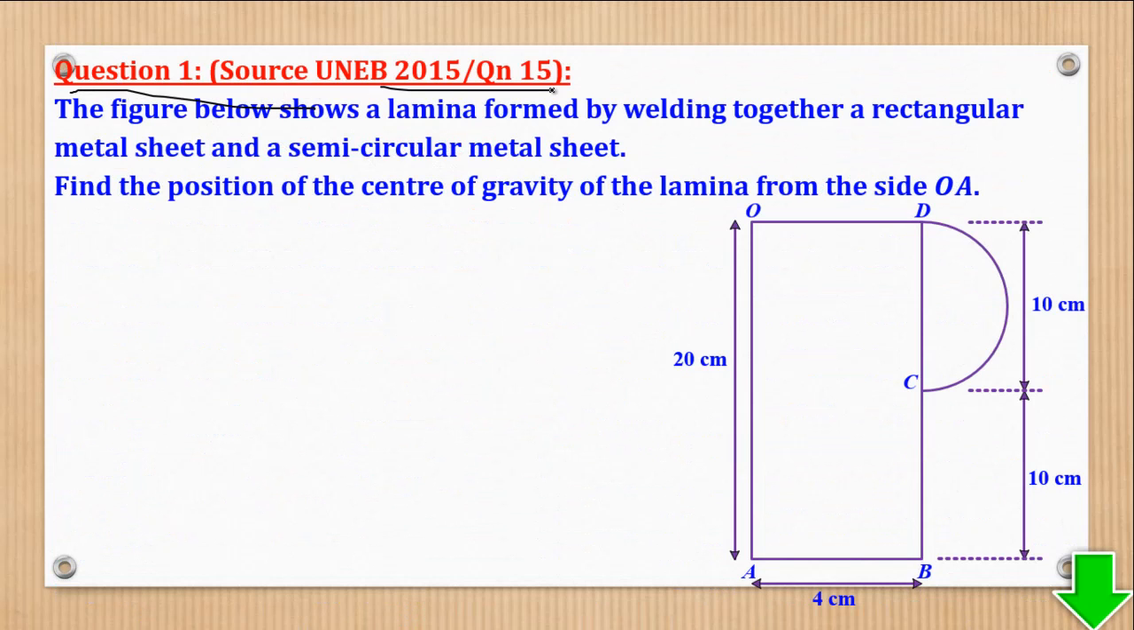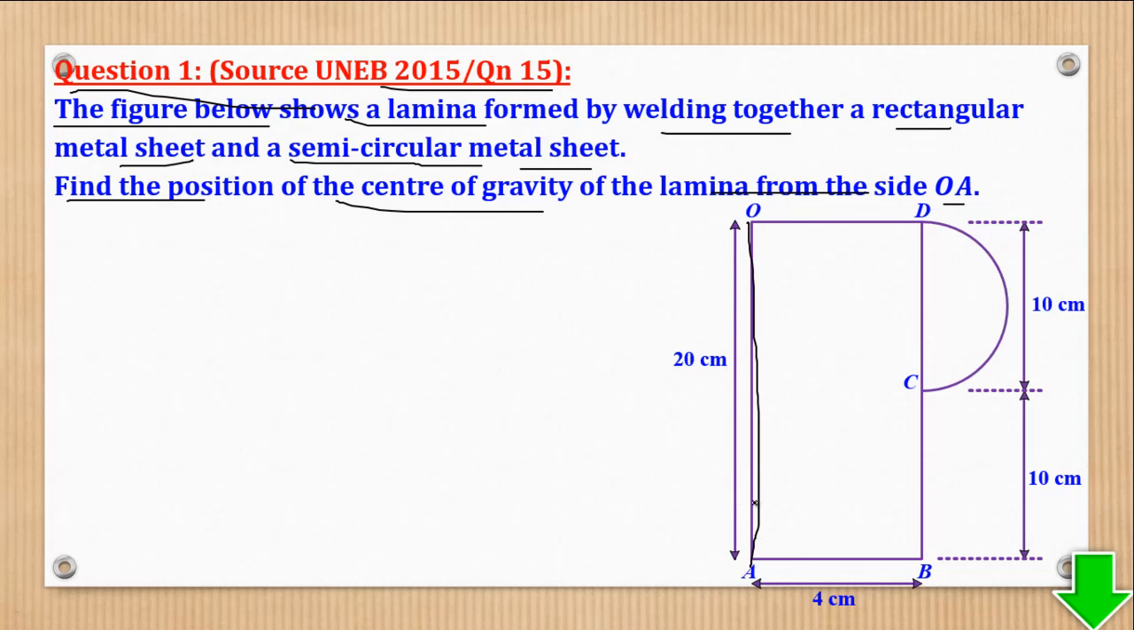Question 1 came from UNEB 2015 paper 2 question 15 and says, the figure below shows a lamina formed by welding together a rectangular metal sheet and a semicircular metal sheet. Find the position of the center of gravity of the lamina from the side OA. Side OA is here. So they want the x coordinate.